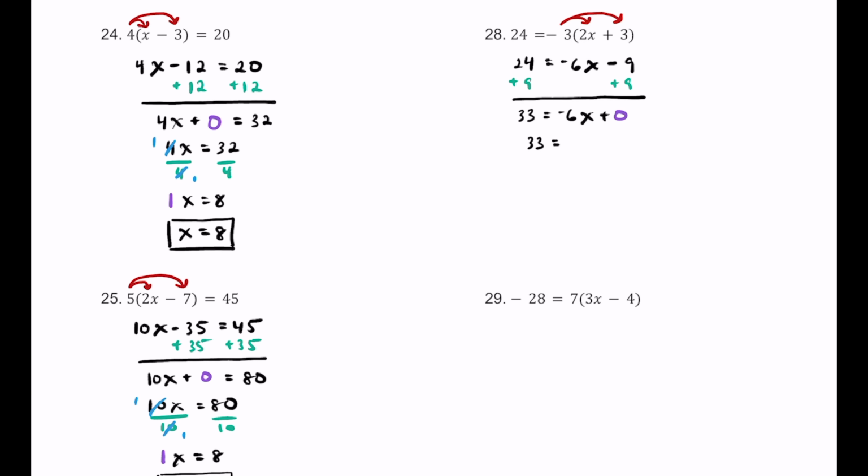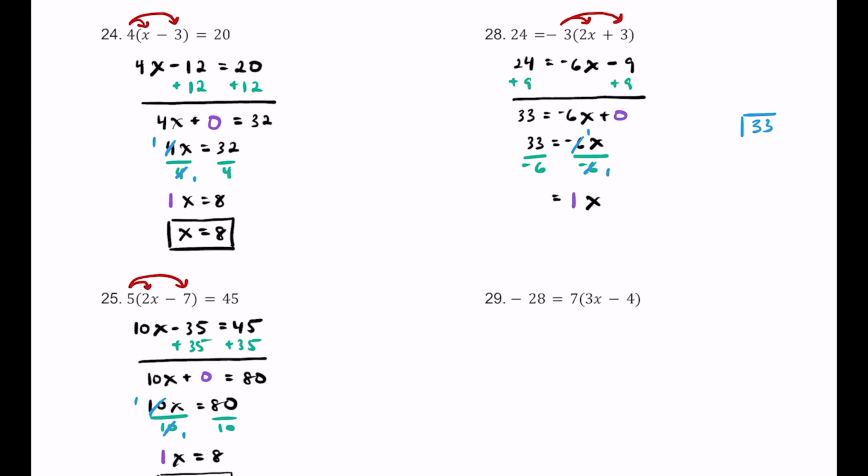Negative 33 is equal to negative 6x. Then we can go ahead and divide both sides by negative 6 using the division property of equality. And this negative 6 divided by negative 6 just makes 1. So we're going to get a coefficient of 1, which is what we want. So we have 1x. And on the left side, we have 33 divided by 6. So I'm going to go ahead and show that.